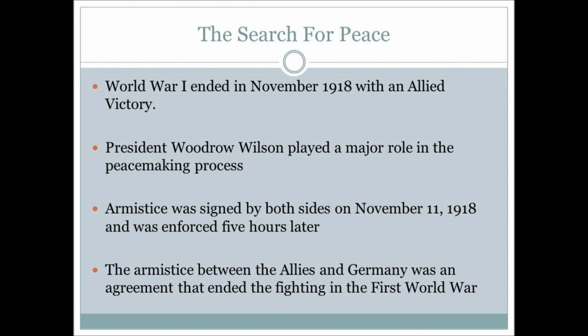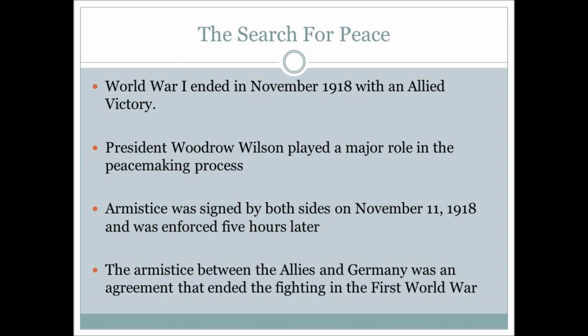World War I is going to end in November of 1918. The Allied side is going to be victorious, which is the French, the British, the Americans, and a few other countries. President Woodrow Wilson is going to play a huge role in the peacemaking process to try to create peace between the two sides. An armistice was signed.